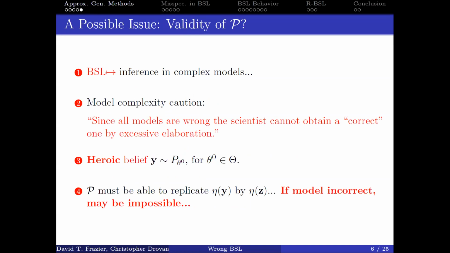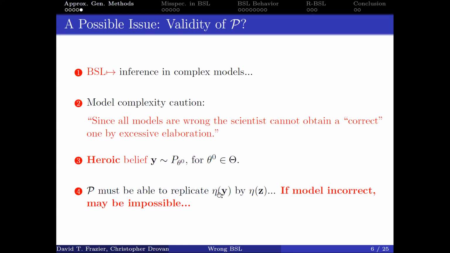Well, I'm interested in studying this because by the very nature of the models to which BSL is being applied, they're very complex. You can't look at the likelihood, it's intractable. And that gets my hackles up because there's, of course, the well-known model complexity caution from Box, which is that since all models are wrong, the scientist cannot obtain a correct one through excessive elaboration. It's a little worrisome because when you specify a model in BSL, what you're saying is that there is a value in the parameter space that defines that model class for which implicitly the data has been generated, at least as measured by the features of the summaries we're interested in.